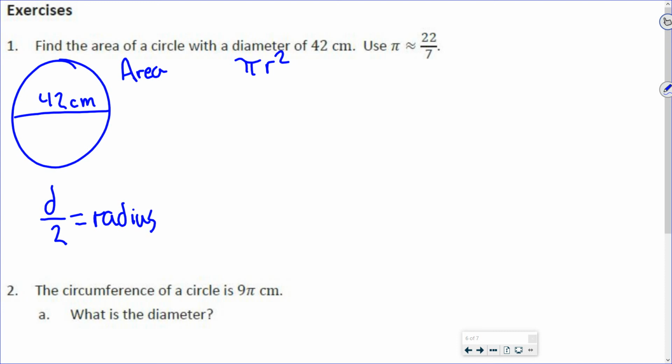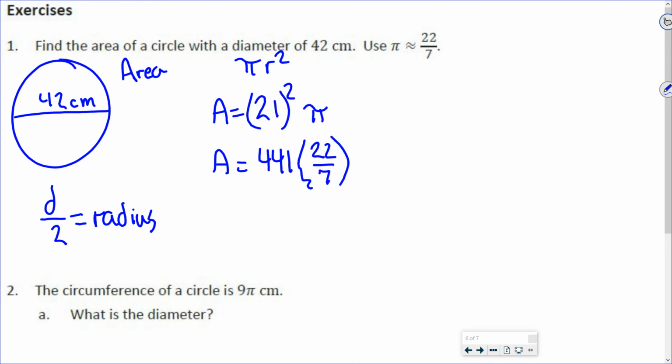So my diameter divided by 2 is going to be 21. So my area is going to be 21 squared times pi. And it tells me to use 22/7 as pi. So let's find out what 21 squared is going to be real quick. Now remember, 21 squared is nothing more than 21 times 21. So we get area equals 441 times 22/7.